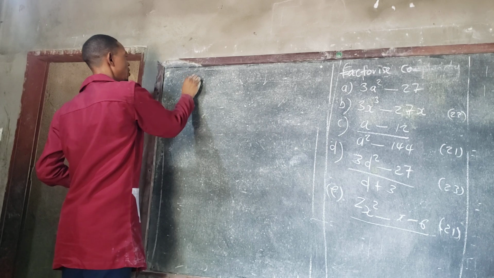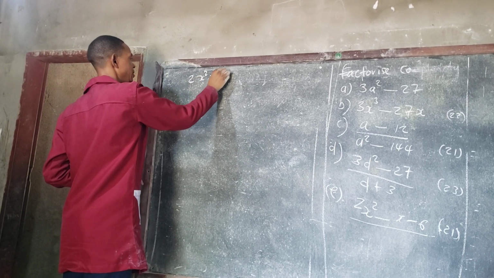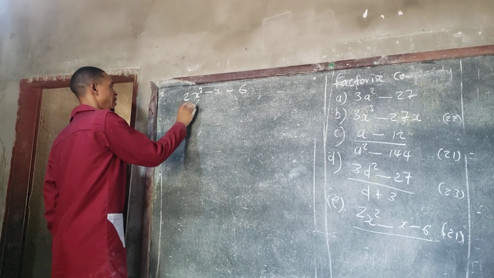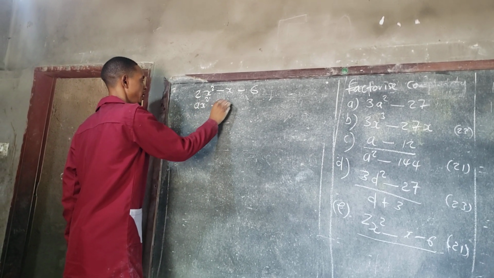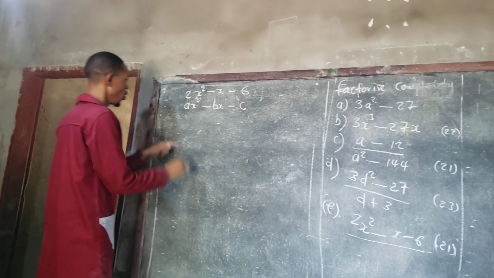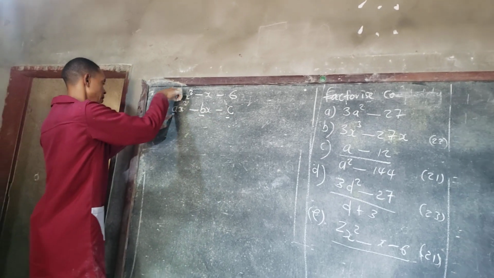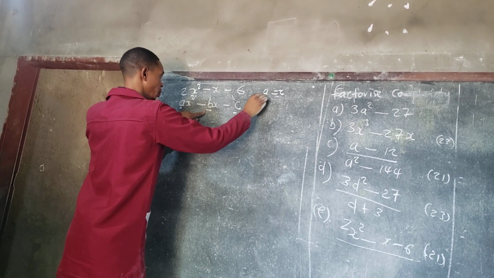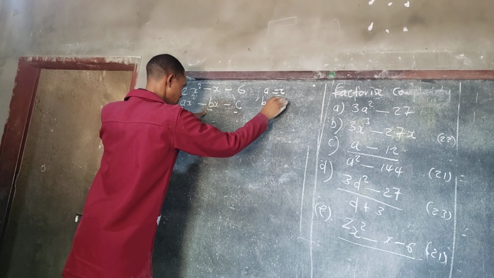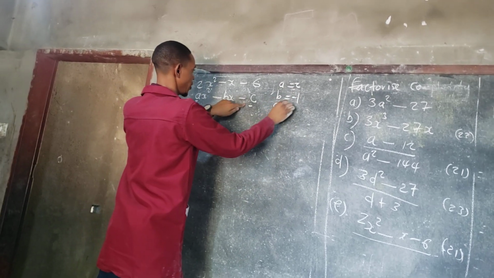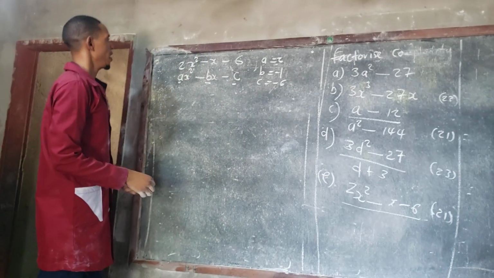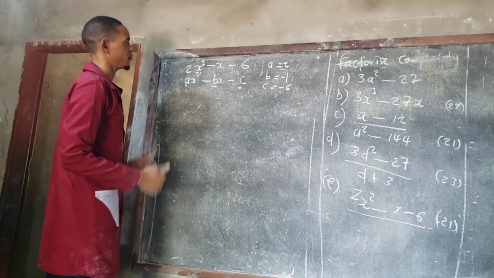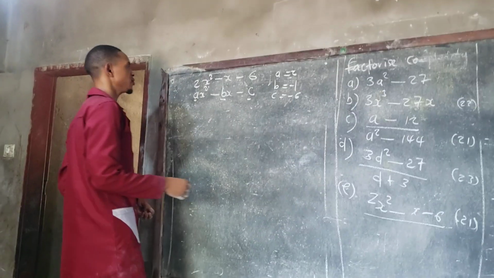Okay, so this one, 2x squared minus x minus 6. I'll write my simple illustration as ax squared plus bx minus c. So A is equal to 2, B is equal to negative 1, and C is equal to negative 6. So I know that the terms that are given: A is 2, B is negative 1, C is negative 6. So now I need to find the product.